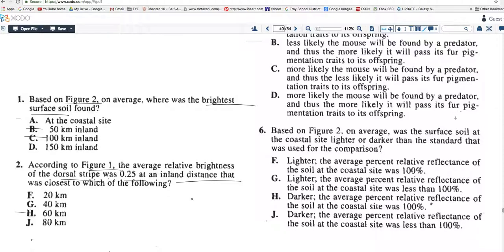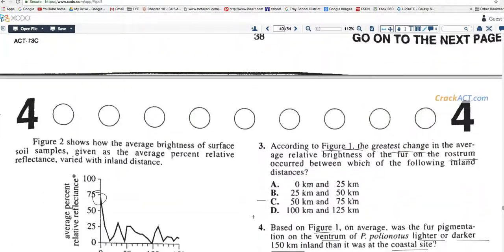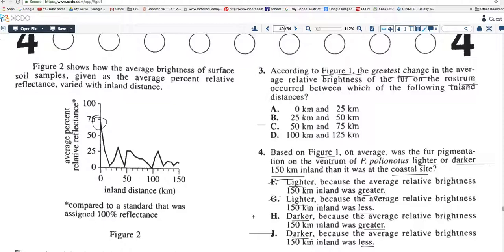Yeah, Rohit. So I underline figure 2, and then coastal site, lighter and darker, and then the standard. And then I got J because the standard was 100%, and at the coastal it was only near 75%.